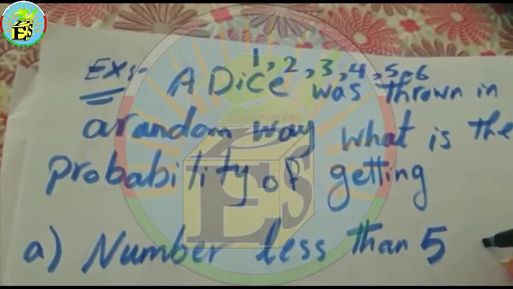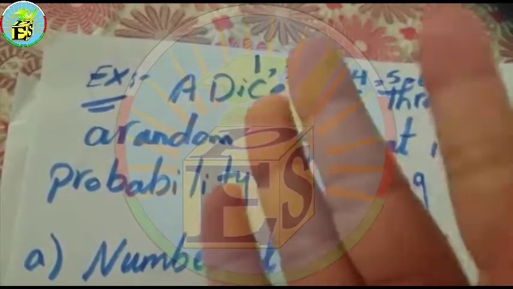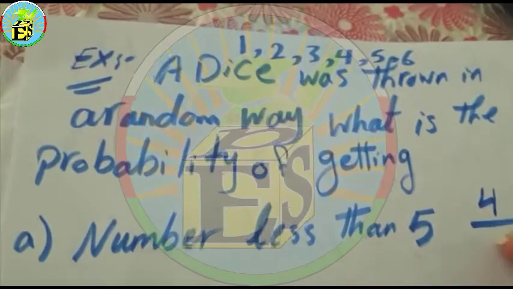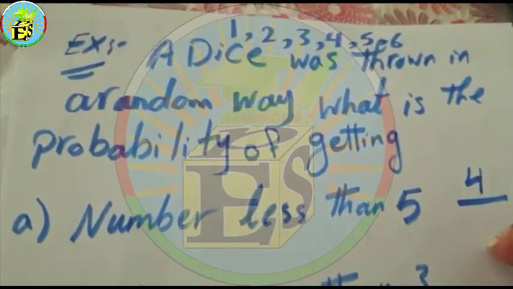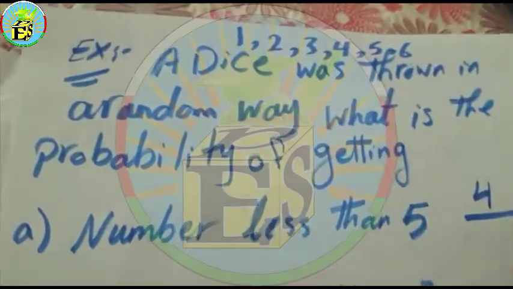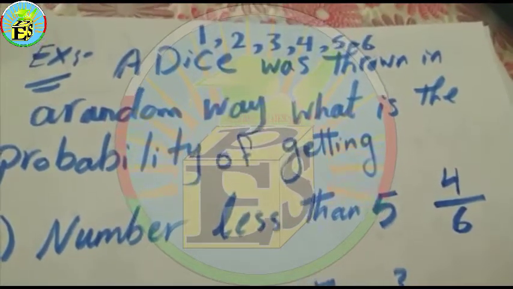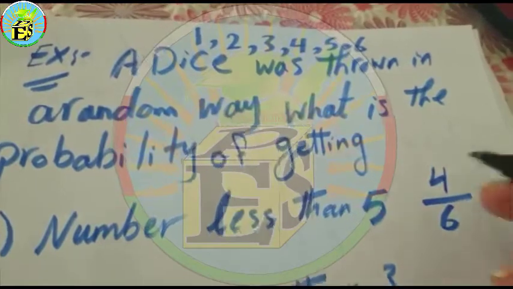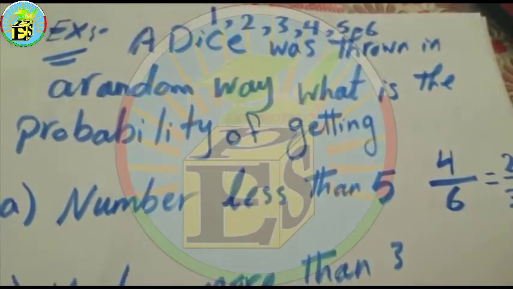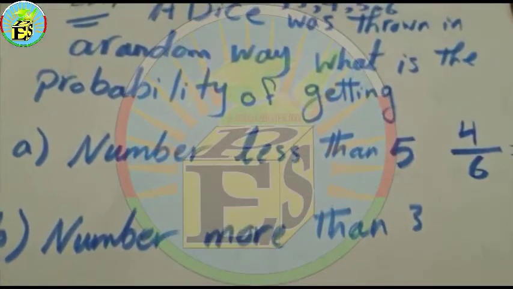How many numbers are they? This is 4, 3, 2, and 1. This is 4 numbers. Out of what? How many numbers? All the outcomes. It will be 1, 2, 3, 4, 5, and 6. It will be 6 numbers. You get it? This is how to get the probability. You can simplify it. If I divide by 2, it will be 2 over 3.